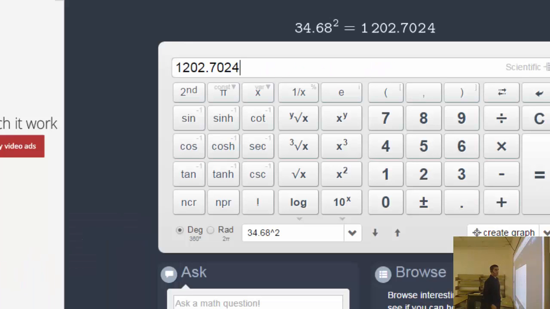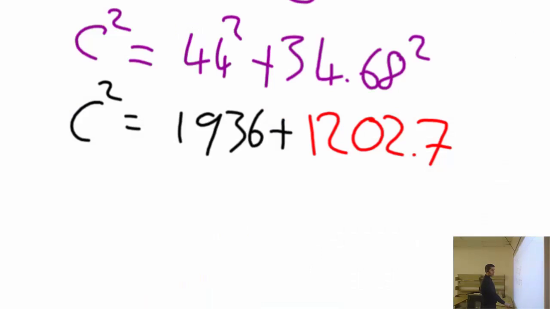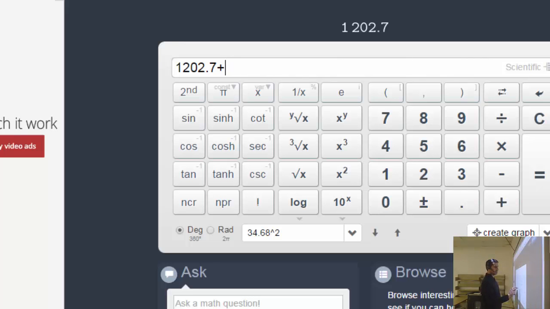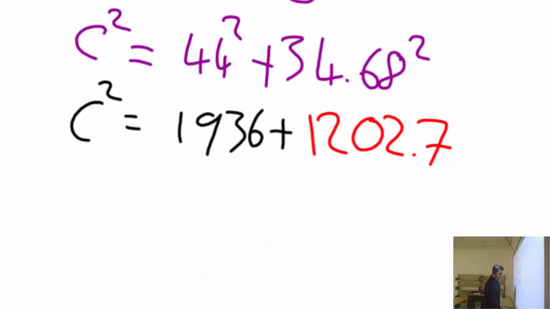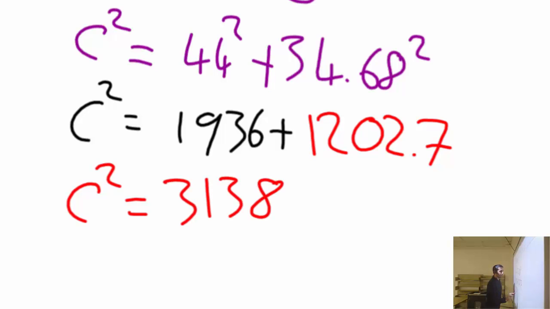1936 added with 1202.7. And I'm going to get 3138.7. C squared equals 3138.7. That's C squared, and I want to know C.